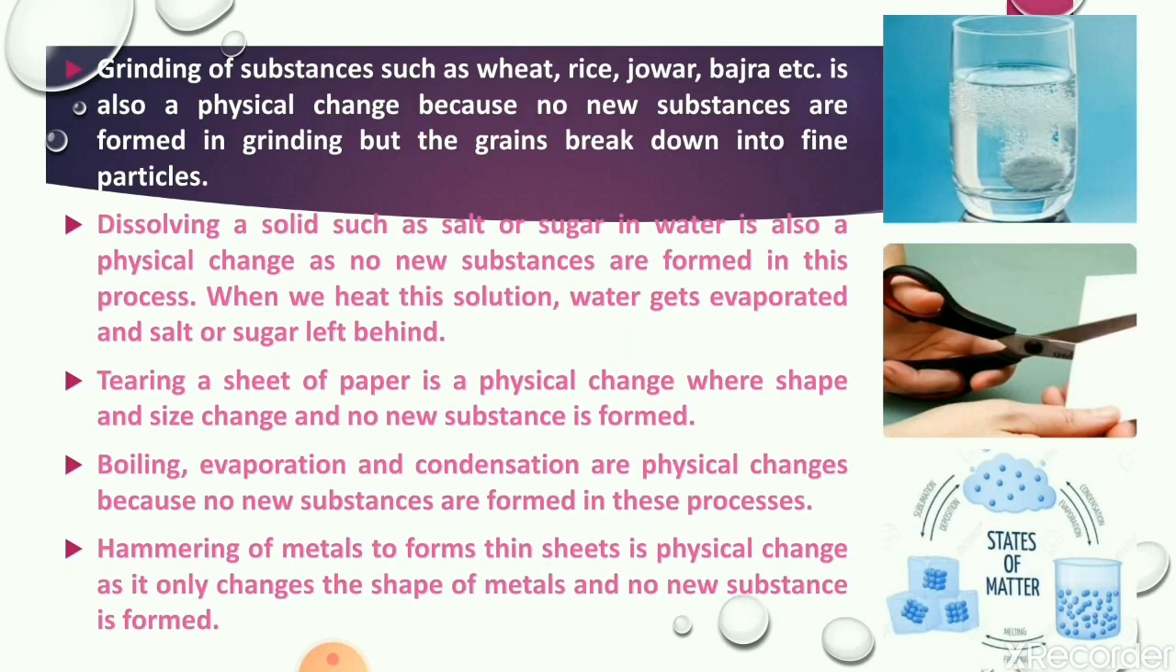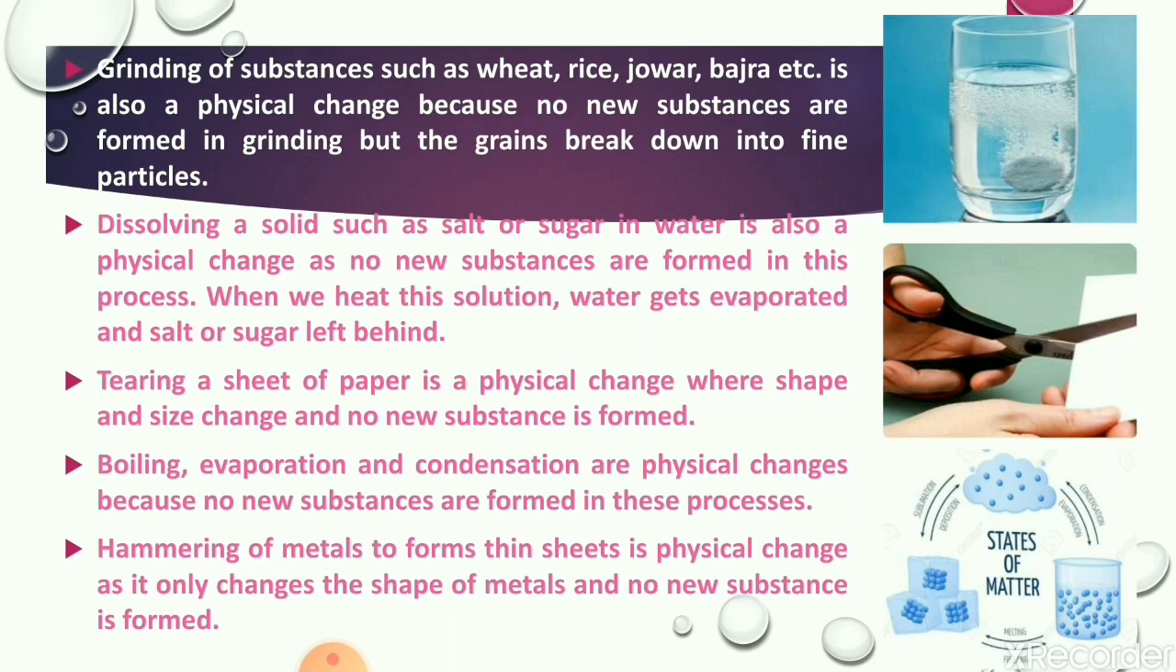Next one is grinding of substances. So when we grind substances, means when we grind wheat or rice or jowar or bajra or anything for pulses, etc., then there will be no formation of new substances. Grinding only breaks the grains into finer particles. So only their shape and size are changing. No new substances are forming in these changes. So grinding of substances is a physical change.